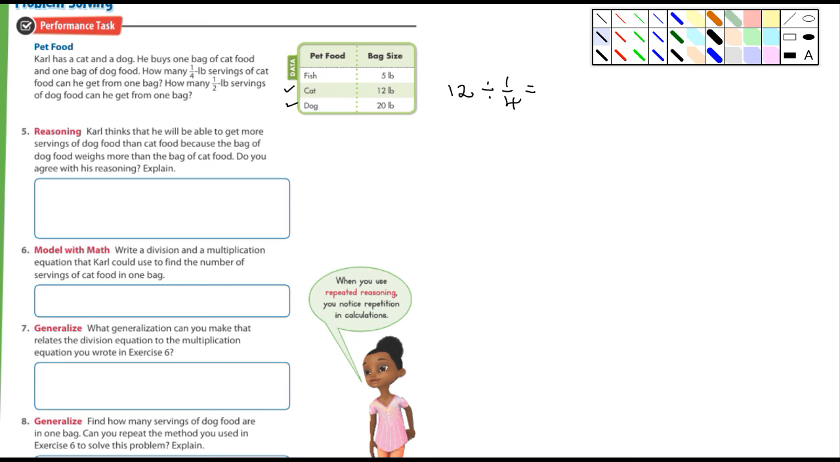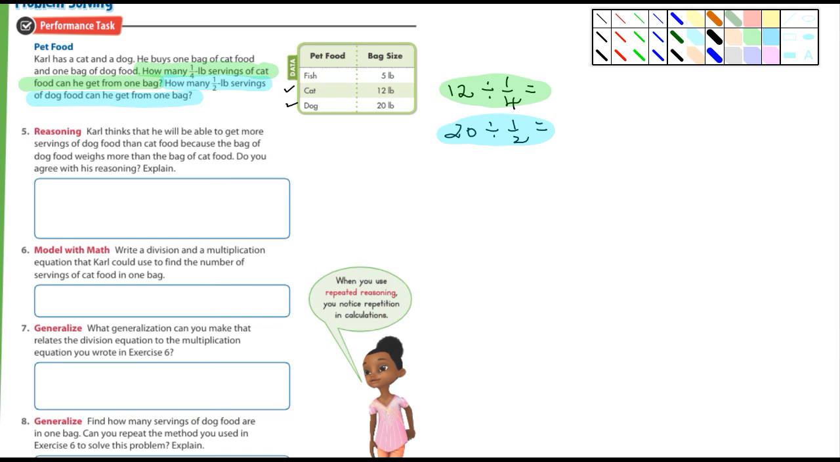That's the first question. How many half-pound servings of dog food can he get from 1 bag? So the dog food is 20 pounds, and that's a half. So there's the 2 questions. Here's the first one. How many quarter pounds of cat food can you get from 1 bag? And here's the second one, which is the dog food. How many half-pound servings of dog food can you get from 1 bag? Okay.